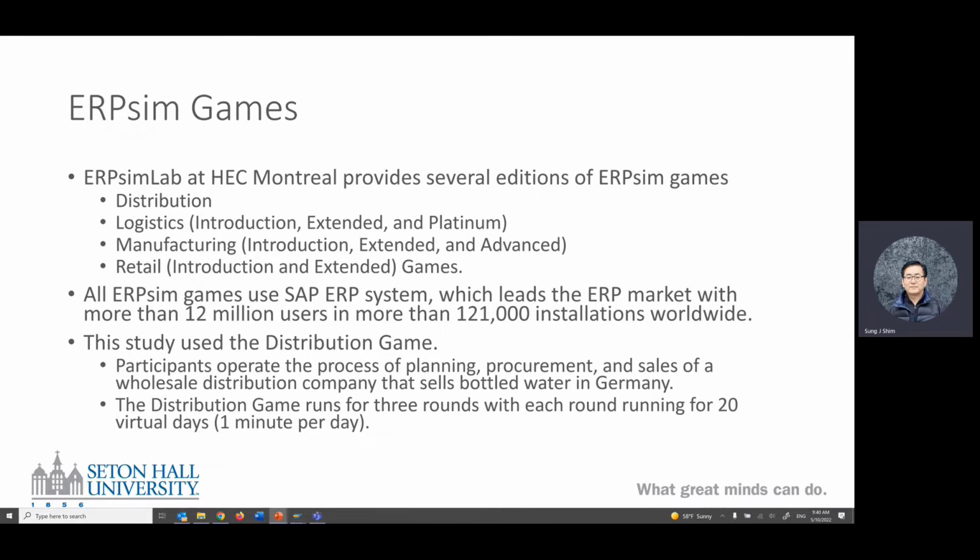Also, HEC Montreal, the business school of the University of Montreal in Canada, provides several editions of ERP simulation games based upon the SAP ERP system, including distribution, logistics, manufacturing, and retail simulation games. For this study, we used the distribution game in a graduate course. Participants operate the process of planning, procurement, and sales of a wholesale distribution company that sells bottled water in Germany. Of course, the company is fictitious, and the game runs for 3 rounds, with each round running for 20 virtual days. In other words, 1 virtual day is equivalent to 1 minute on the system.